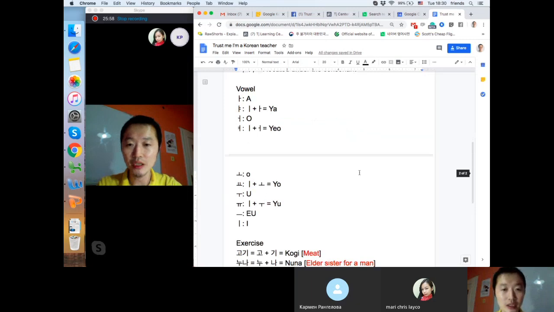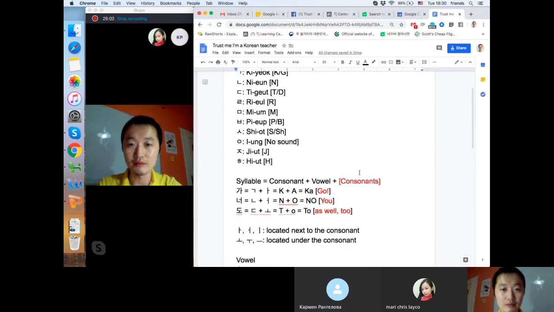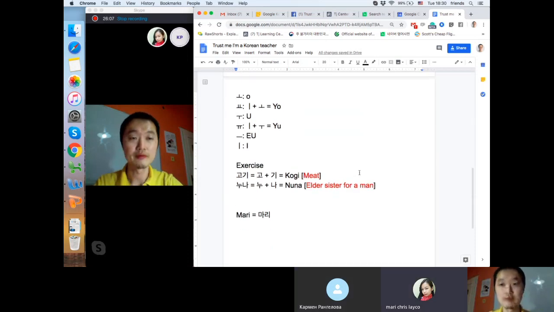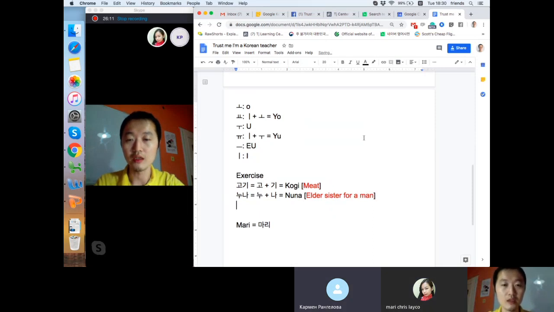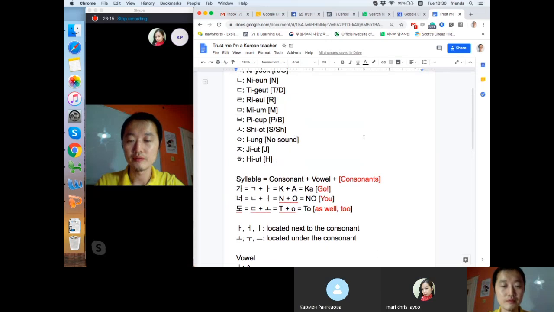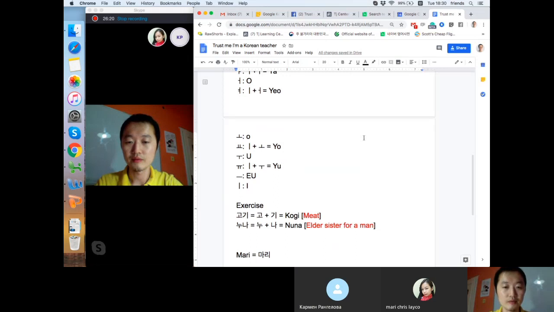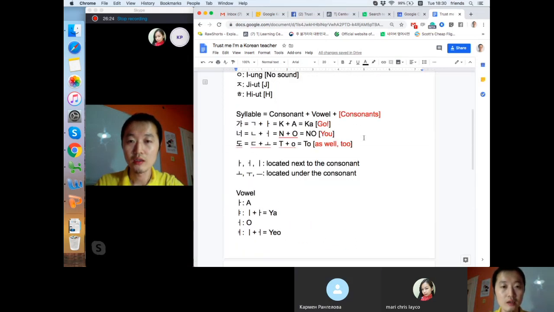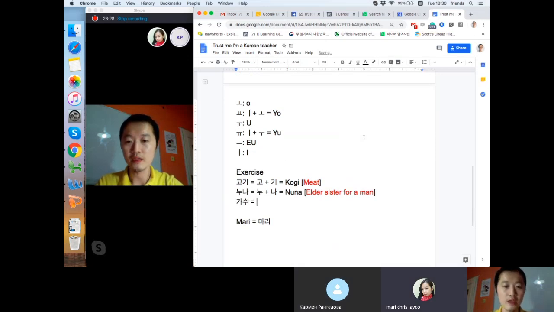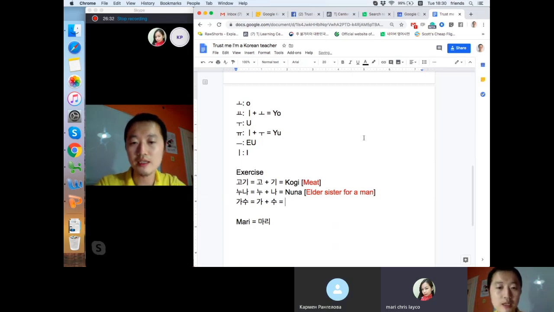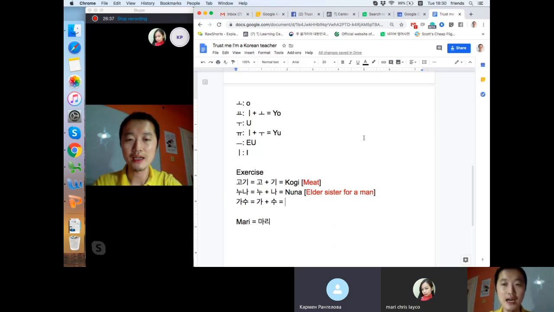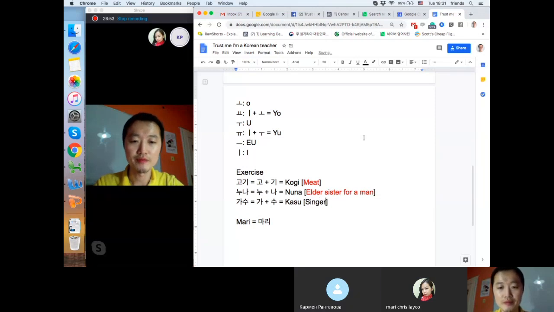And one more example. All right, this one. The first syllable is k and a, ka. So ka, and the next one is s and u. So su. So kasu, kasu. That's a singer. So all the K-pop stars you like, they are kasu.